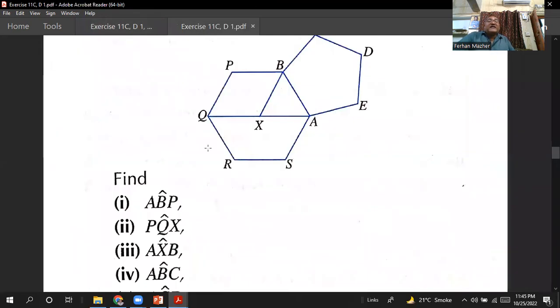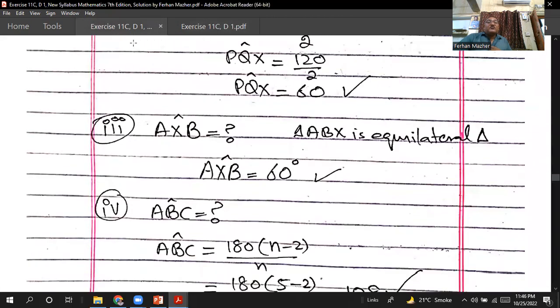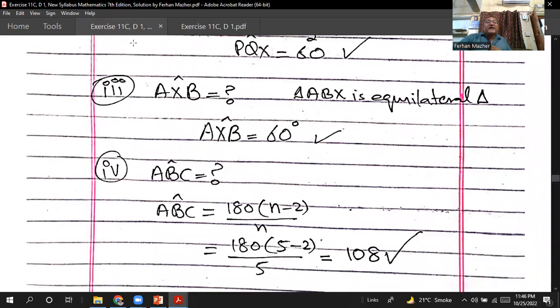The next question is to find the AXB. AXB, you know, this side and this side, these three sides are equal to each other. So this is an equilateral triangle. ABX is an equilateral triangle, so each interior angle is equal to 60 degrees. So the third part, AXB, because ABX is an equilateral triangle, AXB will be equal to 60 degrees.